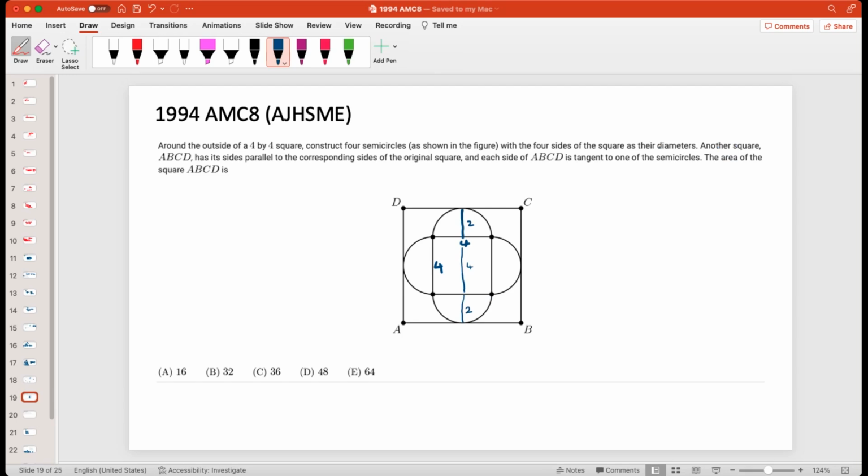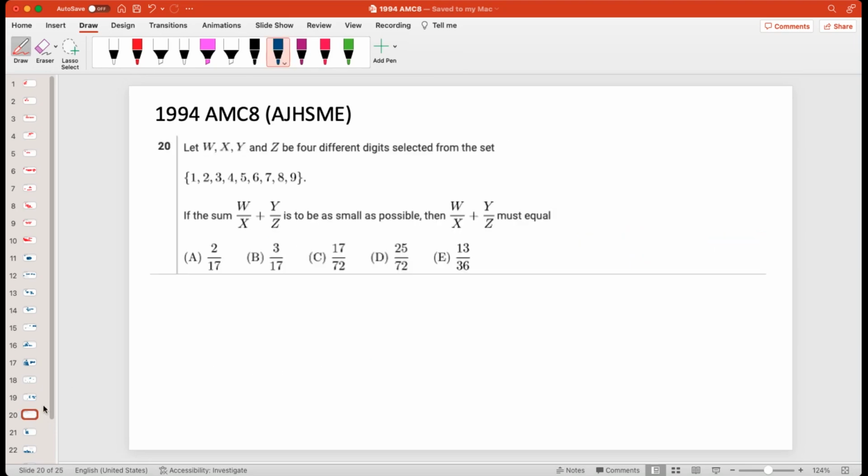Another square ABCD has its sides parallel to the corresponding sides of the original square, and each side of ABCD is a tangent to one of the semicircles. The area of the square ABCD, very simple. Area is side into side, right? So side of ABCD is equal to 4 plus 2 plus 2, right? Which is 8. Now 8 squared is 64. So answer option E. That's your answer. Okay. Going to the 20th question.